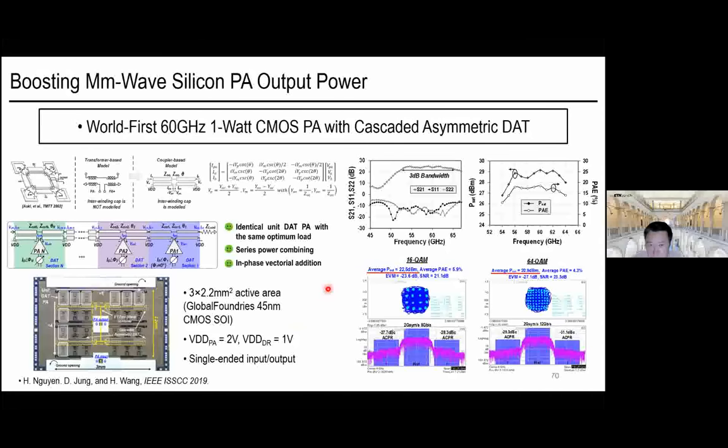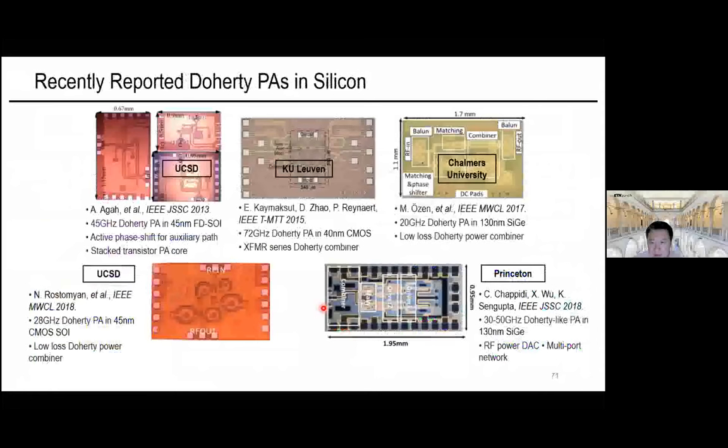From my group, we actually took a different approach. We looked at what's a more efficient way to do power combining, right? And that will be a parallel approach to the stacked PA, which essentially means it can be combined together with stacked PA to achieve further better performance. So we explored this cascaded asymmetric coupler-based design for series power combining to achieve over 1 watt of power at 60 GHz using 45 nanometer CMOS process. So cascading this asymmetric power combiner will really ensure the same optimal load for each branch, and also ensure in-phase series power combining of each PA branch at the final output. So overall, we are able to achieve efficient power combining of 24 PAs together into the same output. The work was presented at ISSCC 2019.